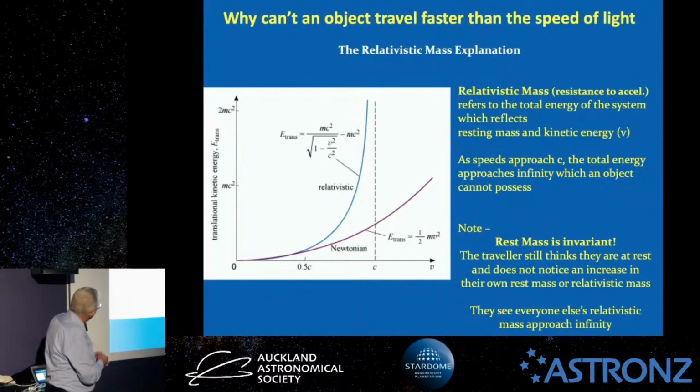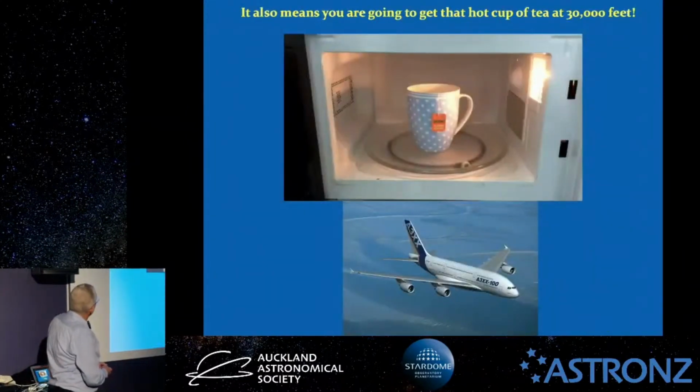And you can see they've put it here. In the transformation equation you get mc squared, so there's energy, and they put mc squared in here. So your relativistic mass, which includes the kinetic energy, gets higher and higher. As you approach the speed of c, the total energy approaches infinity, which an object cannot possess. Notice that rest mass is invariant. In other words, if you're chugging along, you don't think you're getting more resistant, but people observing you do, and you're observing everyone else relatively as well. So that is why you can't observe anything going faster than the speed of light. It's because of relativity. So here's some food for thought.